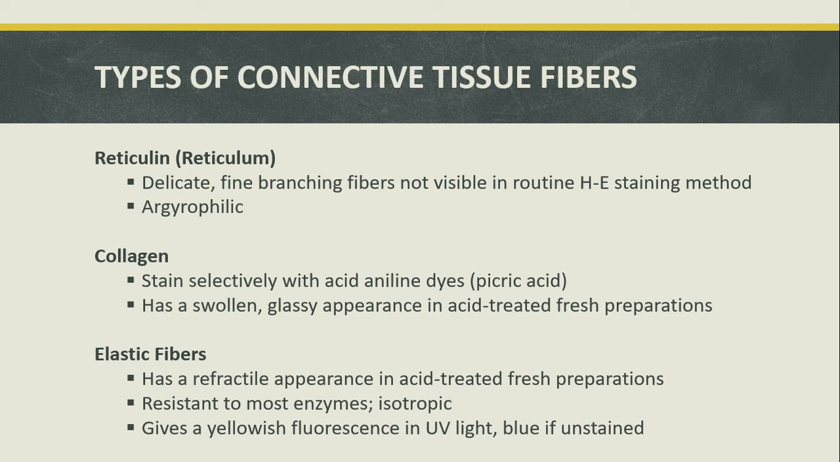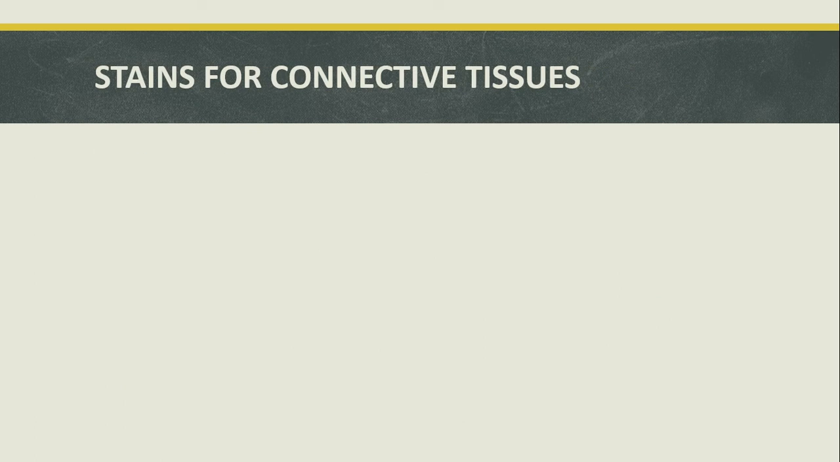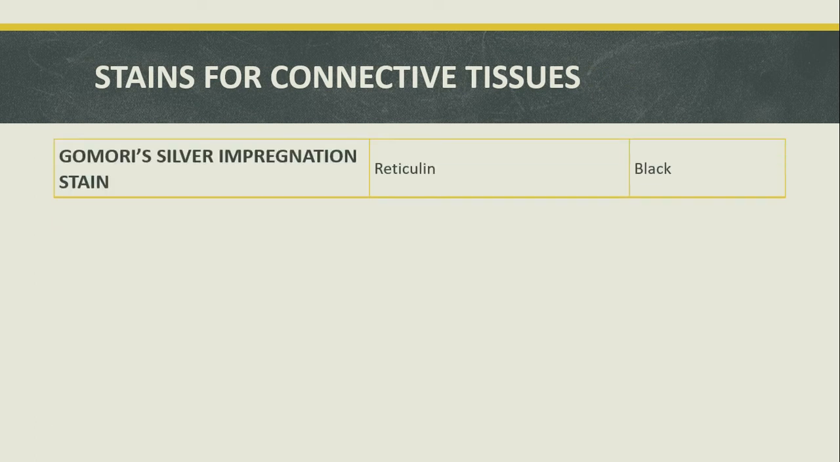Let us now proceed to the different stains used for connective tissues. For reticulin fibers, the stain to be used is the Gomori silver impregnation stain. It stains the reticulin fibers black, and in the use of this method, dust must be avoided because dust can cause deterioration and precipitation of silver solutions.